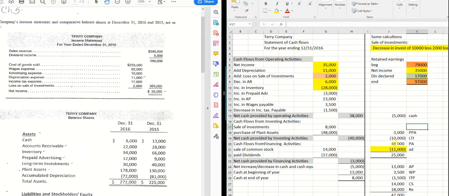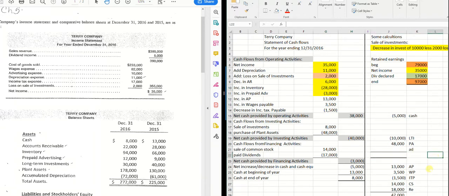Prepaid advertising is a current asset, and it went from 9,000 to 12,000, so it increased, so I subtract it. And long-term investments is not a current asset. Plant assets is not a current asset, so I'm done with my current assets. Okay, so I'm actually going to delete that one.